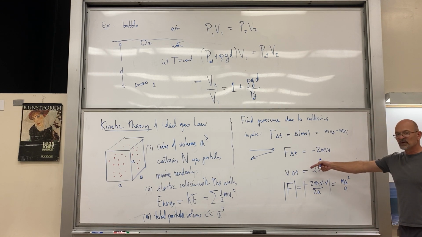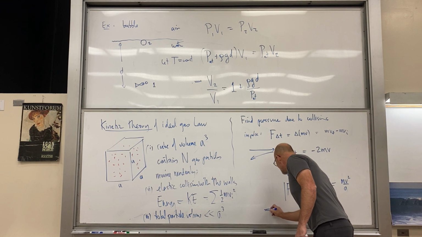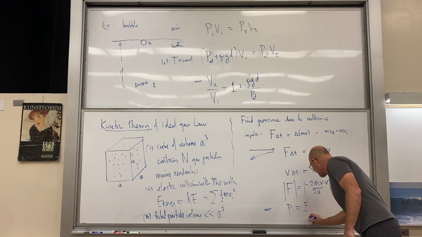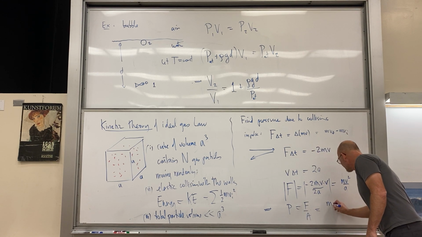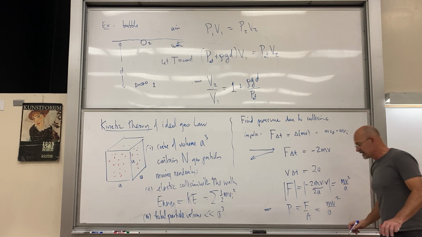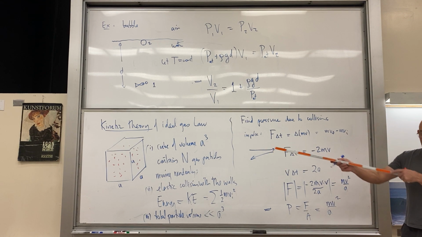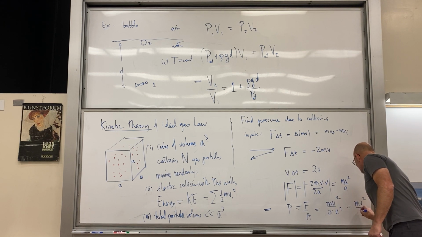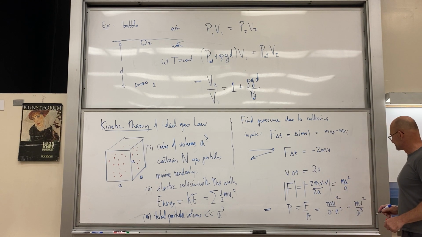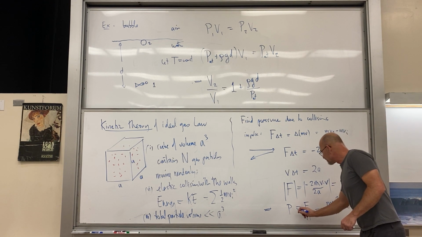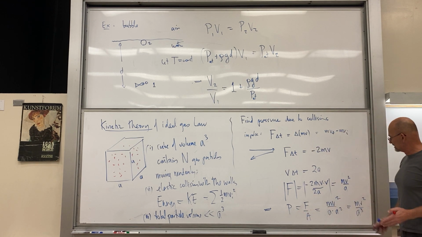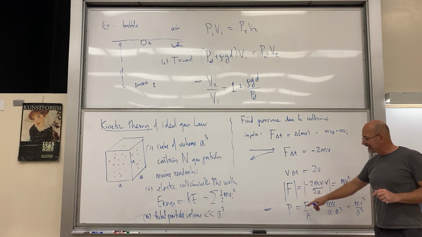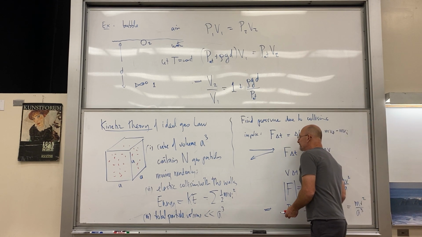And if I do pressure as force per area, P is equal to force per area. That's going to be mv squared over A, but the area is just A squared, so it's mv squared over A cubed. So that's the pressure from a single collision, so it's actually an infinitesimal pressure, but if we add them all up, we get the pressure. So let's keep going.